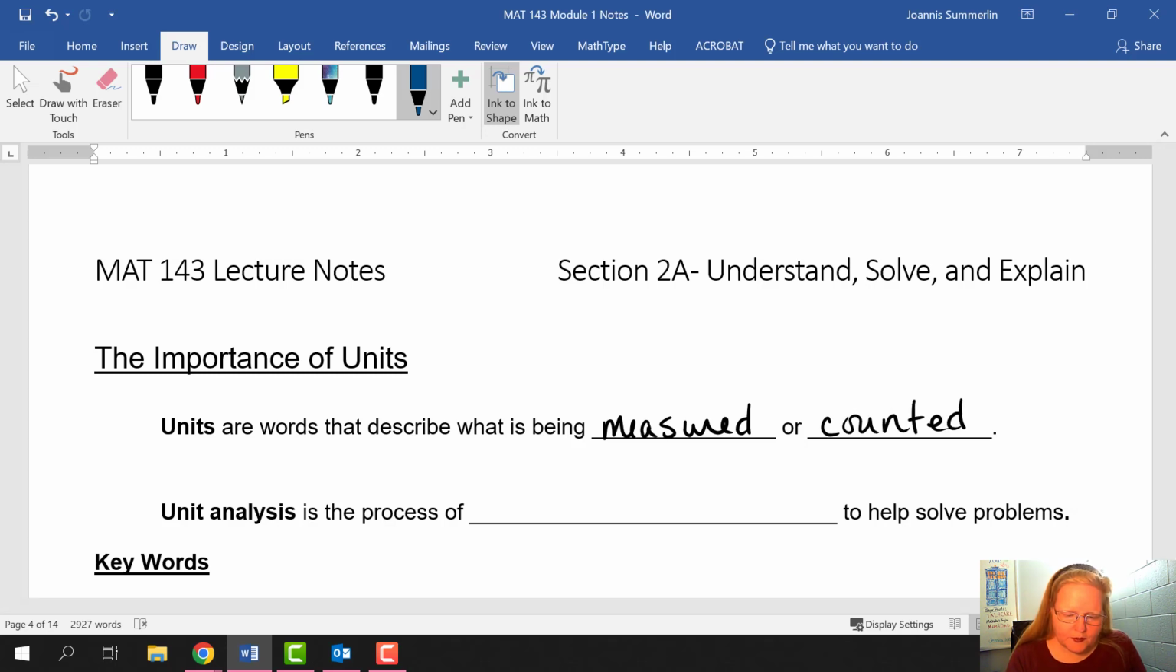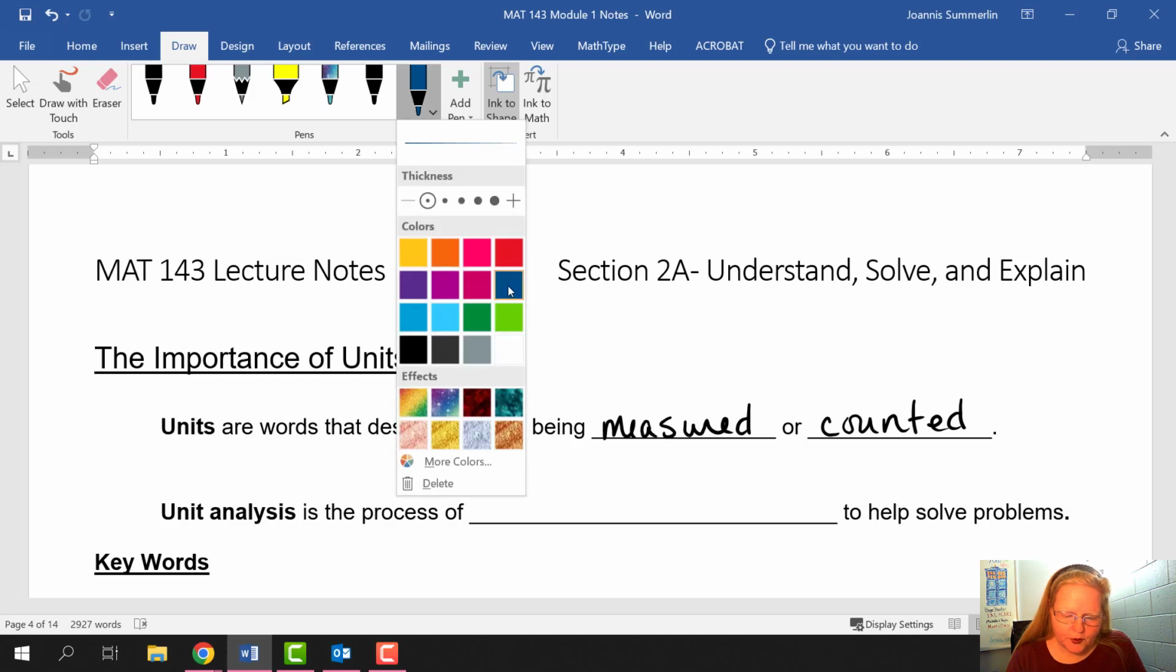This is not blue. I want it to be blue. It says it's dark blue. It doesn't look blue at all. Does it look blue to you? It doesn't look blue to me at all. I want blue.